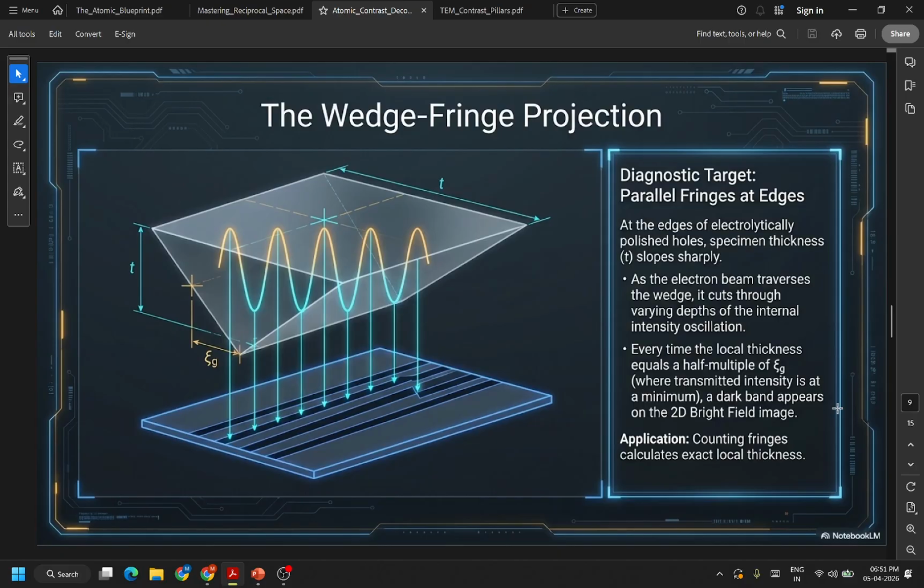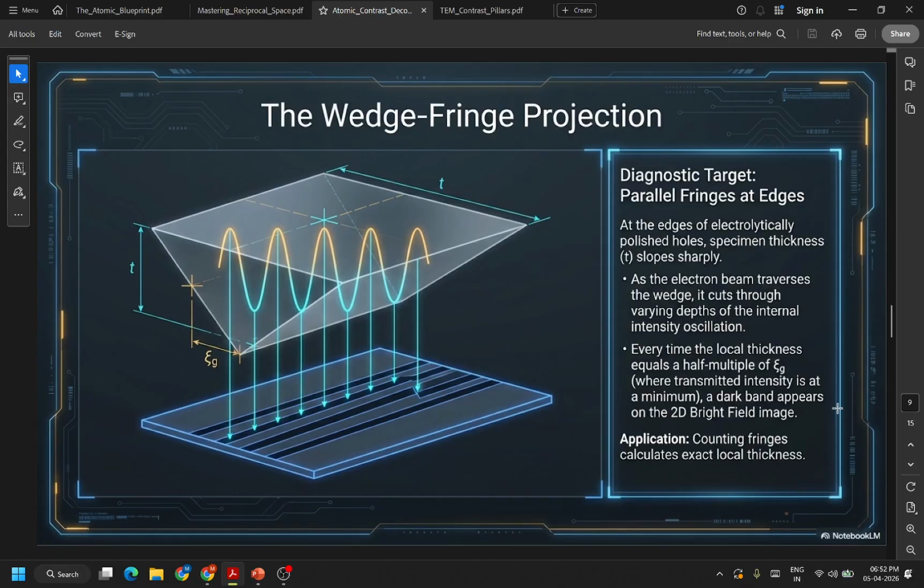And what happens at the edges? At the edges of electrolytically polished holes, specimen thickness slopes sharply. As the electron beam traverses the wedge, it cuts through varying depths of internal intensity oscillations. Each time the local thickness equals a half multiple of epsilon g, where transmitted intensity is at a minimum, a dark band appears on the 2D bright field image. Thus, by counting fringes, we can calculate the exact local thickness.